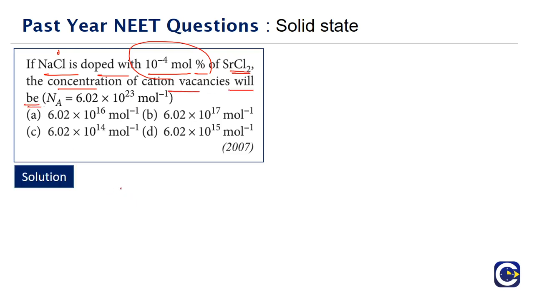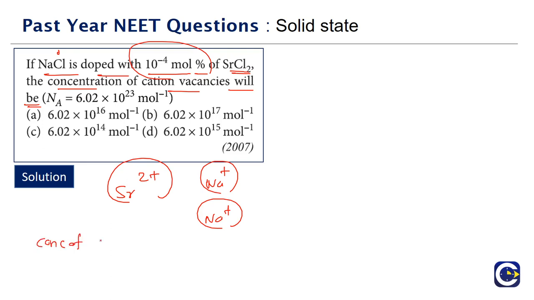See why the cation vacancies will come? Because strontium is a divalent ion. In terms of charge balance, it will occupy the sites of 2 Na plus ions. The equivalent of 2 Na plus ions will be just one strontium ion. Because in place of 2 cations, we are bringing only 1 cation, the site that is vacant is what we call the cation vacancy. The concentration of strontium ions will be equal to the concentration of cation vacancies.